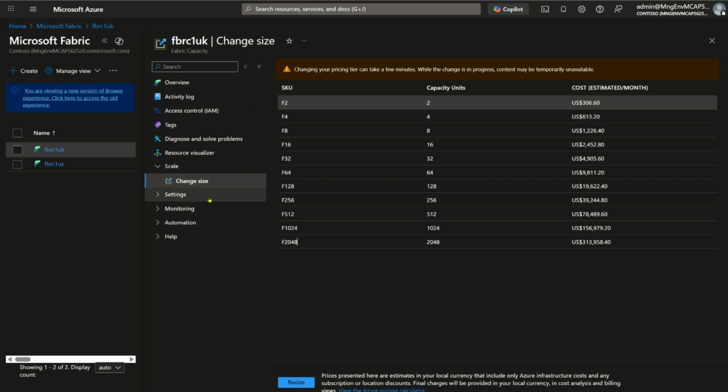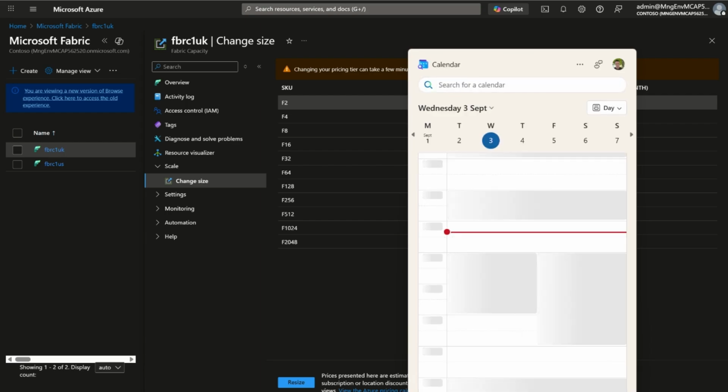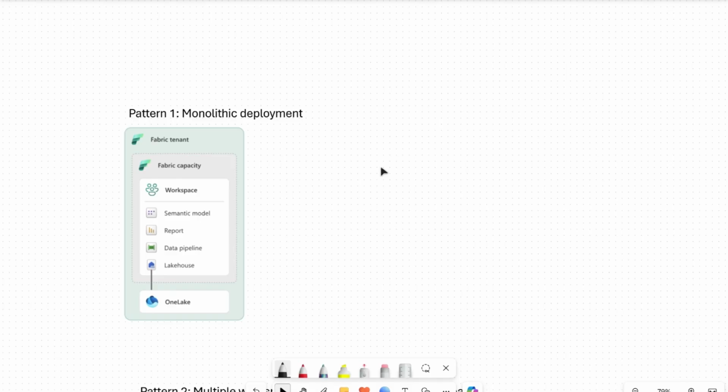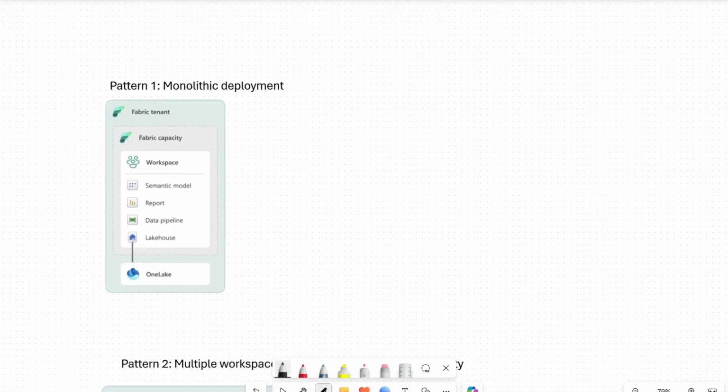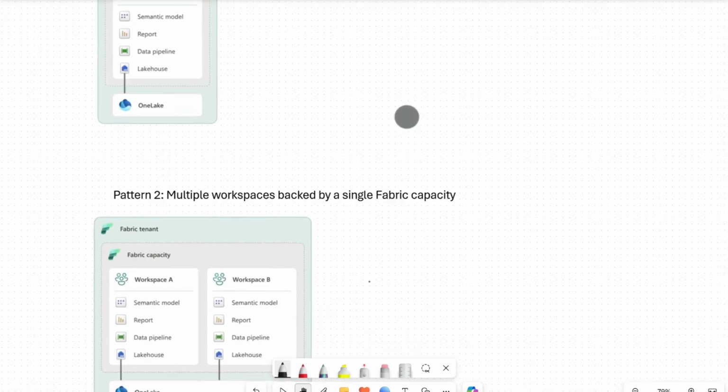And I want to show you that you've got all these different SKUs you can do with Fabric. And let's just go back to this whiteboard here. I want to show you something here. So we've got different patterns we can do with Microsoft Fabric. And you may be deciding that you want to use Microsoft Fabric for your company and you don't know what to use. So we've got four patterns here.